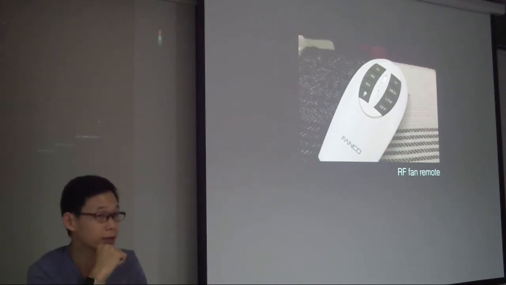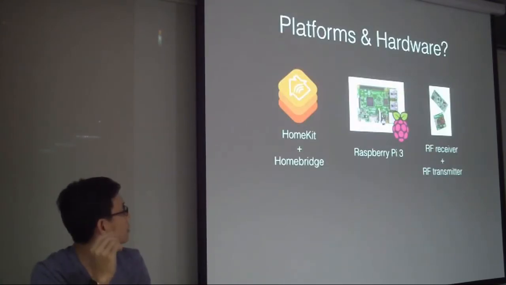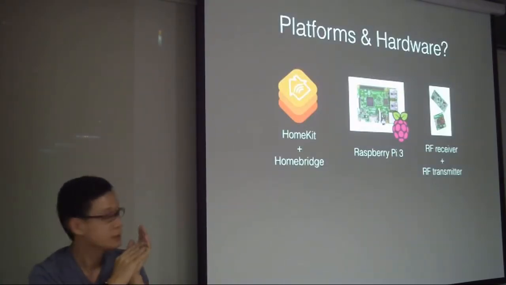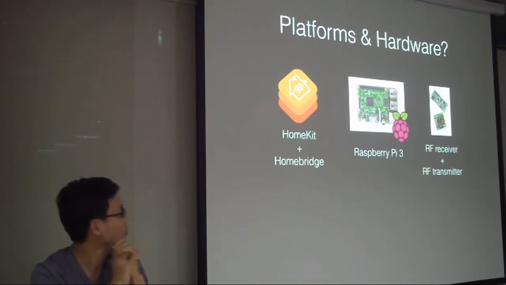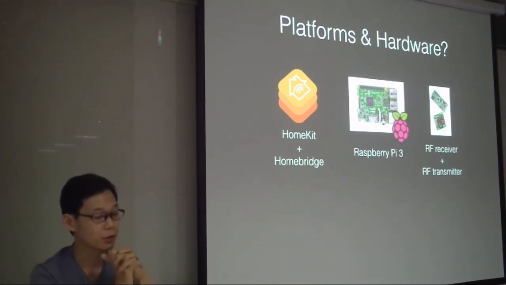Also, I've been using Apple HomeKit to control my lights and door locks. And there are limited options for RF remotes that work with HomeKit. So that's why I thought this is the perfect project to start with. I needed to choose the right platform and hardware. Since I'm already using Apple HomeKit to control Hue lights and August lock, it's a natural choice for me.